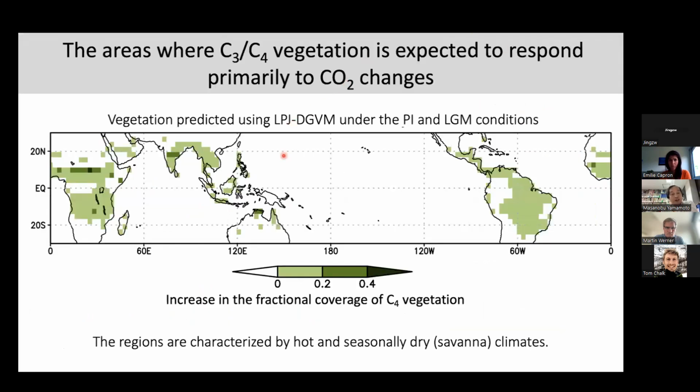This map shows the areas where the C3, C4 vegetation is responding to CO2 changes, the green ones. These green areas were distributed widely in the tropical areas, and the regions are characterized by hot and seasonally dry climates. This corresponds to savanna vegetation. You can see the Bay of Bengal is located here, and our site is here, surrounded by green colored areas. And also you can see Northwest Africa here is one of the areas, please remember.